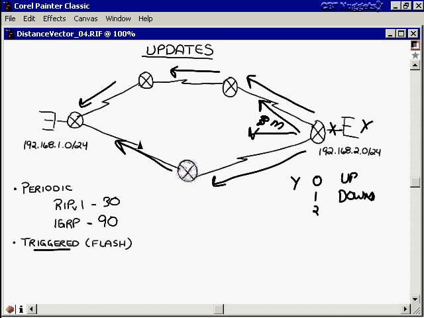And the idea there is to get quick convergence. And remember, convergence from our earlier discussions is when every router on a network has the same understanding of that network, and it's a true understanding. So these triggered updates allow for quicker convergence than if we waited for RIP version 1 or IGRP to send out its periodic updates. All right, so that's our safeguard if a network goes down.